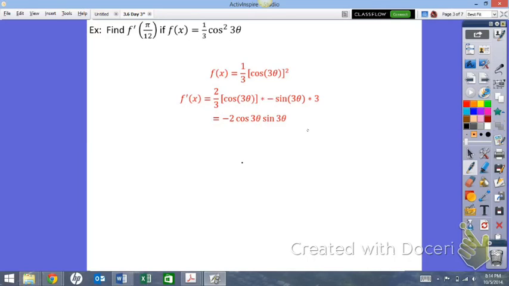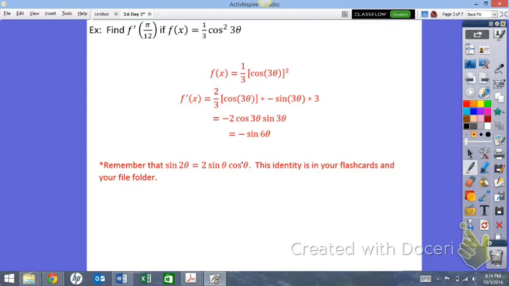Now you also had a problem in your homework over the weekend that jumps to a simplification like this, and it's from the double angle identity for sine. Just as a reminder, it's in your flashcards and on the very back of your file folder: the sine of 2 theta is equal to 2 sine theta cosine theta. If you ignore the negative in front, we have 2 cosine of 3 theta sine of 3 theta, and in multiplication you can flip-flop, it doesn't matter if it's sine theta cosine theta or cosine theta sine theta.